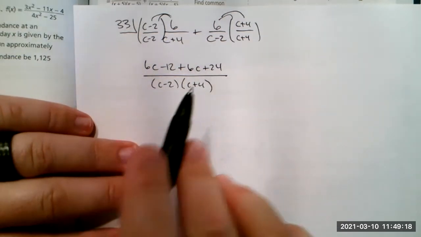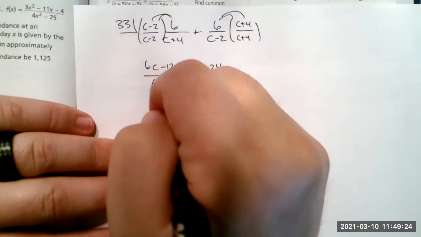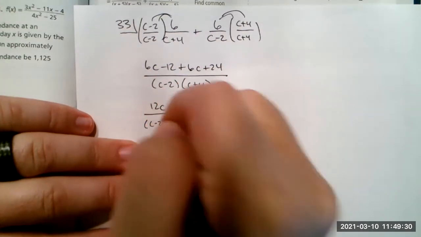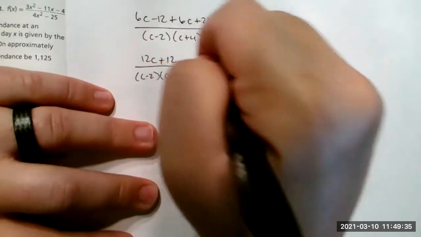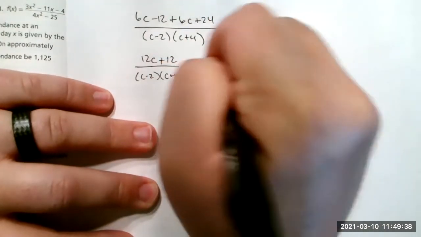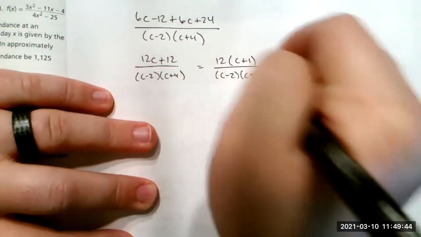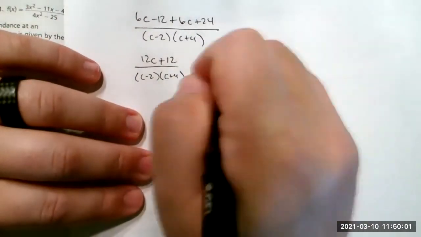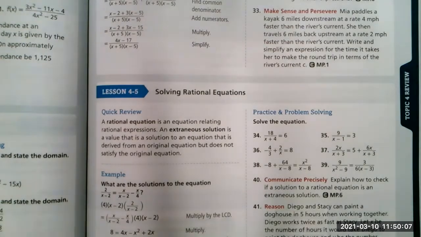Now I've got common terms in the top. So 6c plus 6c is 12c. Negative 12 plus 24 is 12. These parentheses and c's are throwing me off. I could take a GCF out of the top. So I'll take out that 12. It'll be c plus 1 over c minus 2 times c plus 4. Doesn't look like there's anything I can factor out. So I would state that that's my final answer. So that is 33. So that wraps up lesson 4.4.